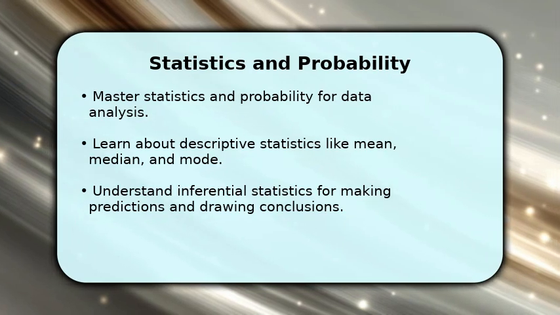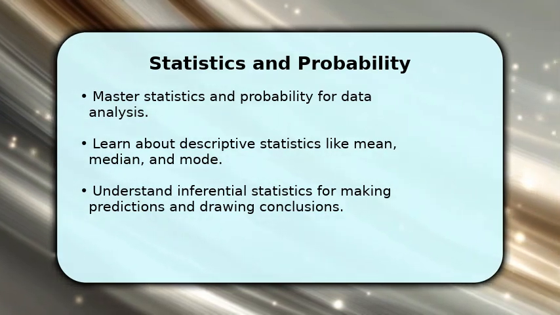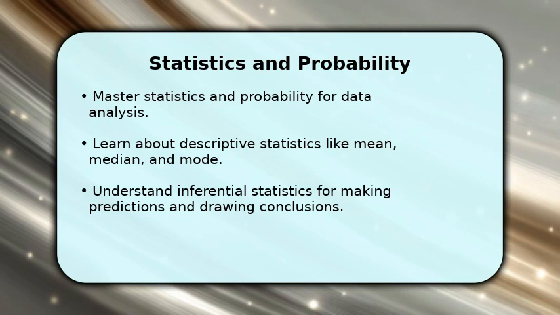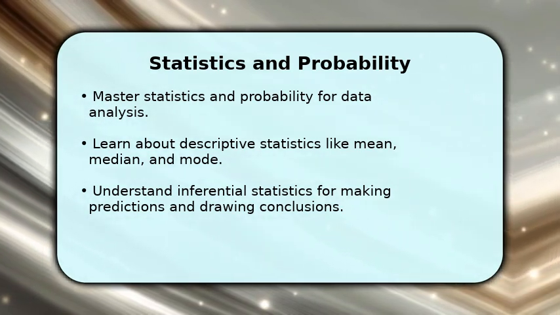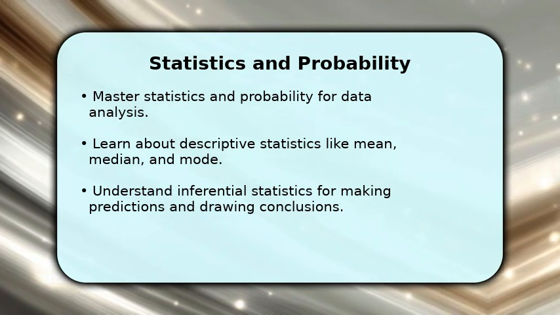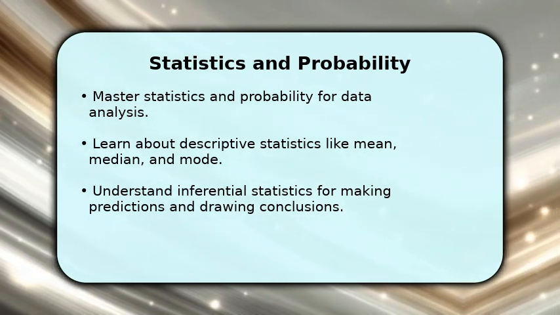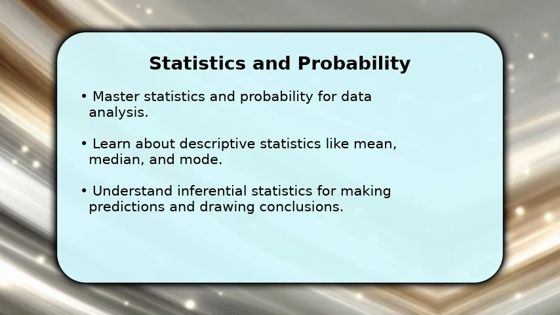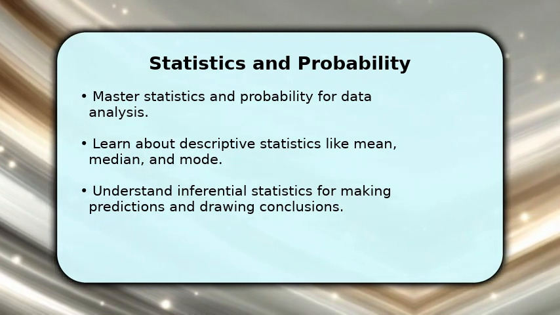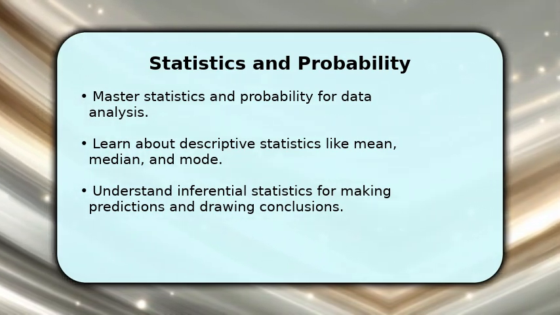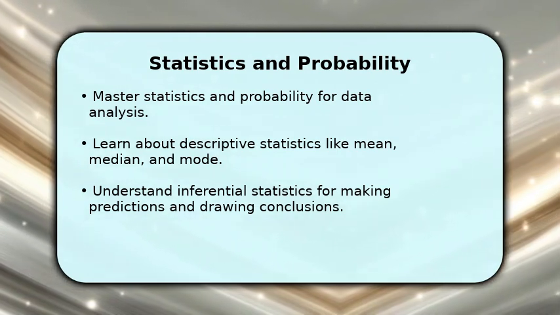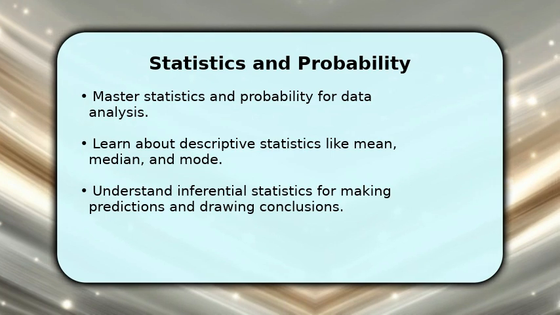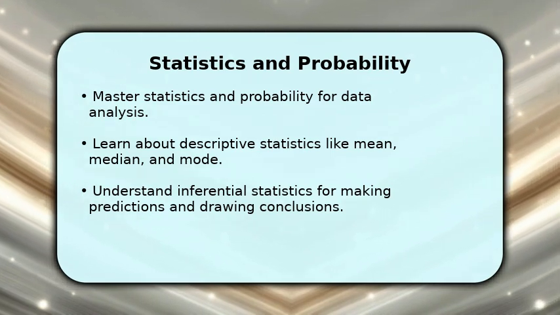Next, we dive into statistics and probability, which are the backbone of data science. Begin with descriptive statistics, learning about measures of central tendency, like the mean, median, and mode, and measures of spread such as variance and standard deviation. Then, explore probability distributions and inferential statistics, which allow you to make informed predictions and draw conclusions from data, forming the basis for hypothesis testing and modeling.